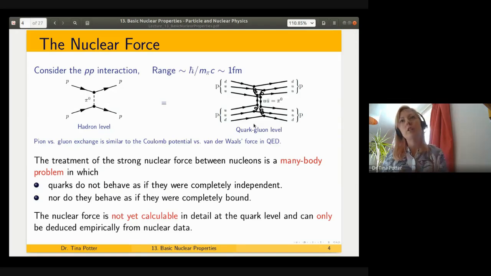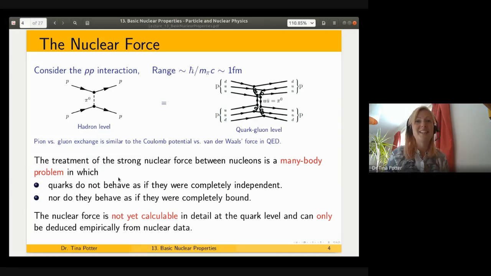What we are going to do as part of this course is have a look at what we can deduce empirically from data, what we can essentially model, but we won't be looking at the strong nuclear force from very first principles because it is so complex, because it is so difficult.